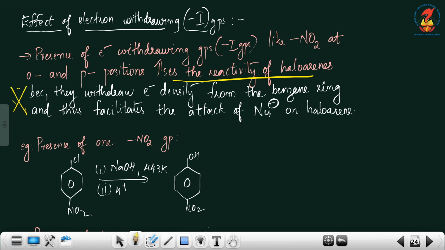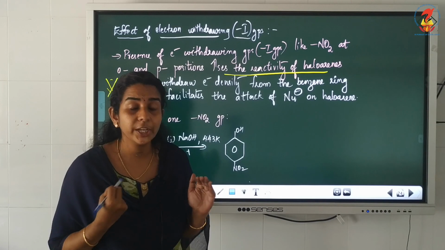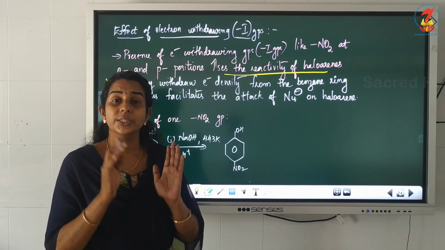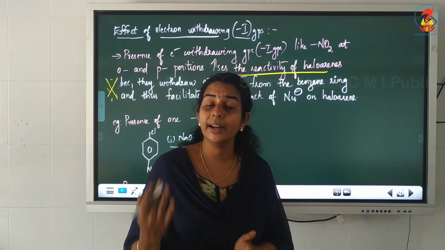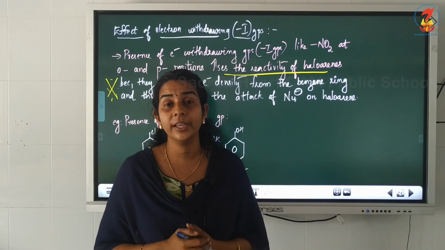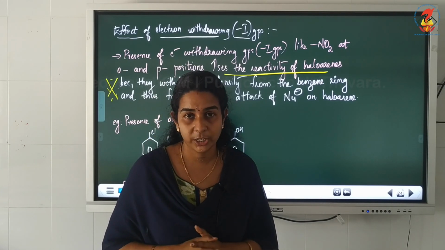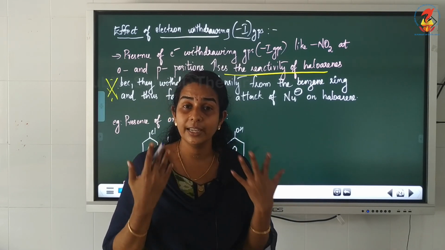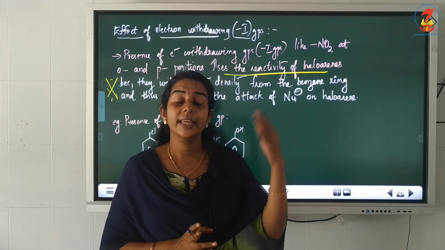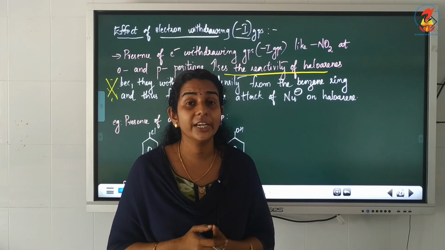The very important reason why? Because minus I groups are electron withdrawing groups, isn't it? So we know that one of the main reasons for aryl halides not undergoing nucleophilic substitution is electron repulsion. In haloarenes, the benzene ring is highly rich with electrons. The incoming nucleophile is also electron rich, so there will be electron repulsion.